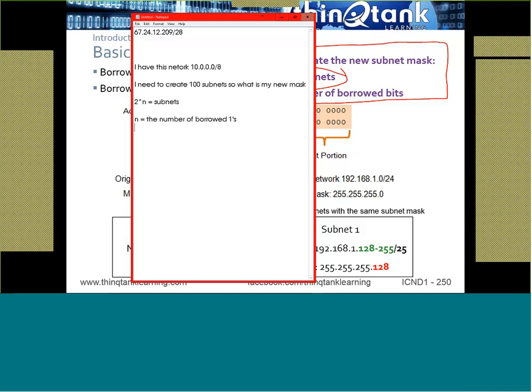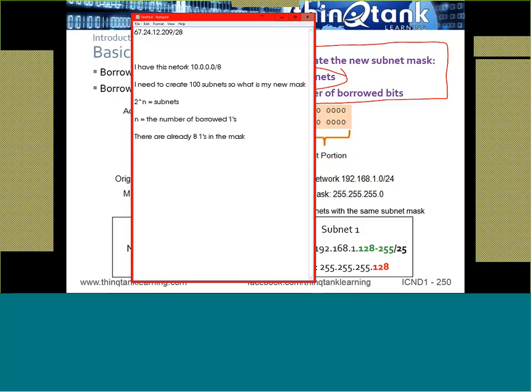That's literally the entire calculation. 2 to the power of n equals how many subnets you're creating, and n is simply how many bits you're borrowing. How many ones do I have right now in the mask? 8. There are already 8 ones in the mask. Does everybody agree with that? Yes? Okay, /8, we know that's 8 ones.